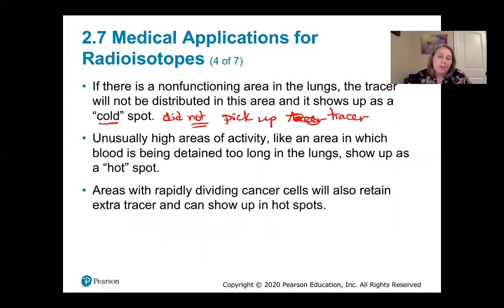Okay. So the same concept can be used if you give a tracer that is being picked up too much. A lot of times you do this with rapidly dividing cancer cells. So like with a PET scan, you give a radioactive isotope, and the body in general will pick up some of it, but those cells that divide very, very rapidly are going to pick up extra tracer. And so those show up as hot spots. So those would show up really, really bright, whereas the rest of the body would be kind of muted. It would be light.